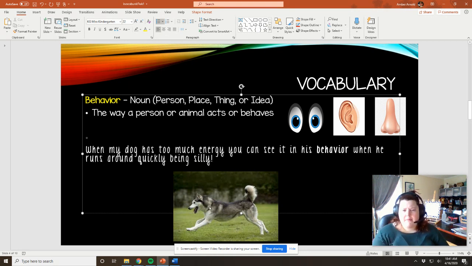I'm going to think about my dog for this example. When my dog has too much energy, you can see it in his behavior when he runs around quickly in my yard. He's being silly. Has anyone else seen an animal with extra energy run around and be silly? I know sometimes I see my kindergarten friends running around and being silly when they have extra energy.